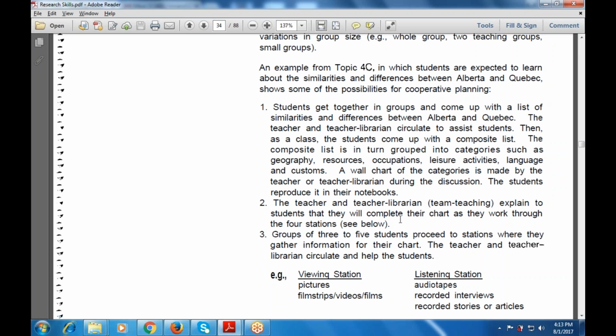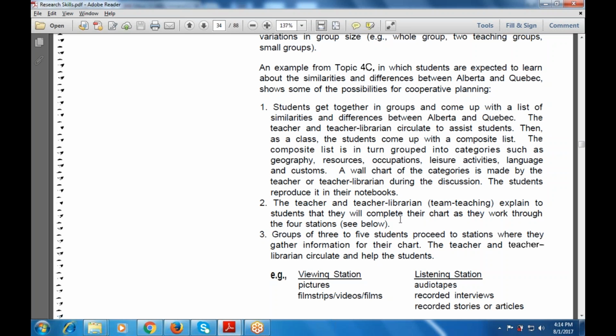Then as a class, the students come up with a composite list. This composite list is also grouped into categories such as geography, resources, occupation, leisure activities, language, and the customs. So whatever activities they've taken out, they're taken out with the similarities and the differences between Alberta and Cuba. The whole chart of the categories is made up by the teacher or the teacher librarian during the discussion, and students also reproduce it in their notebooks.